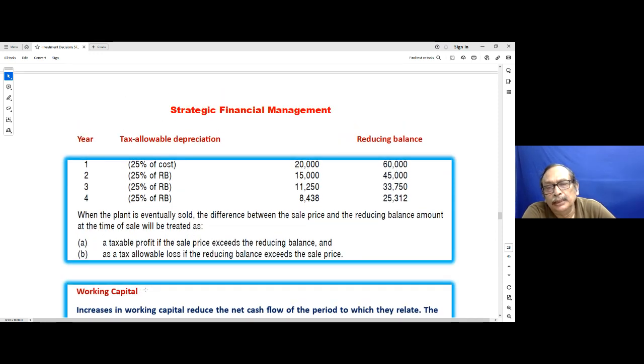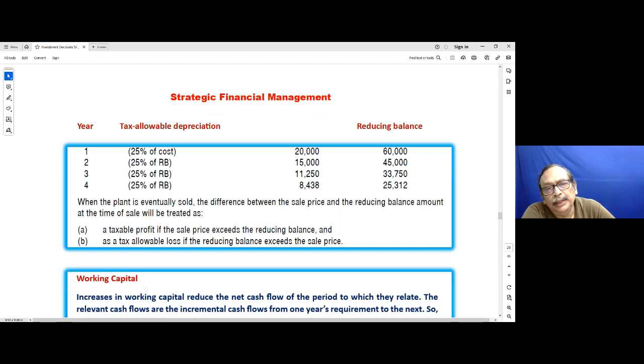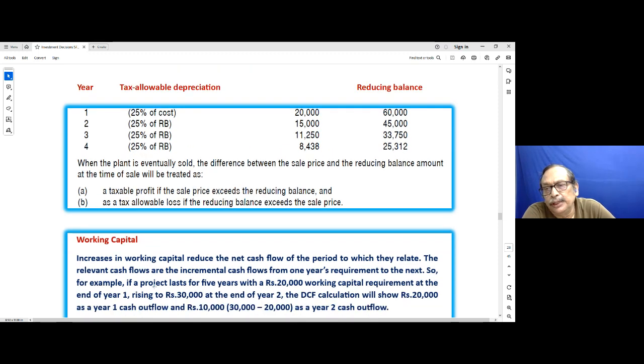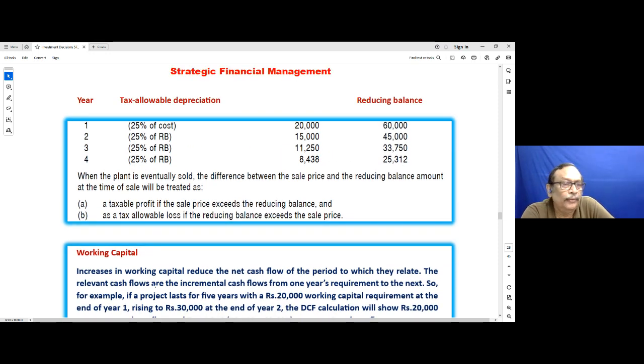Okay, reducing balance is 60,000, then 25% of reducing value, 15,000, reducing balance is 45,000. Then third year, 25% of reducing value is 11,250, reducing balance is 33,750, and 25% of reducing value, that is 8,438, it comes to 25,312, the reducing value.